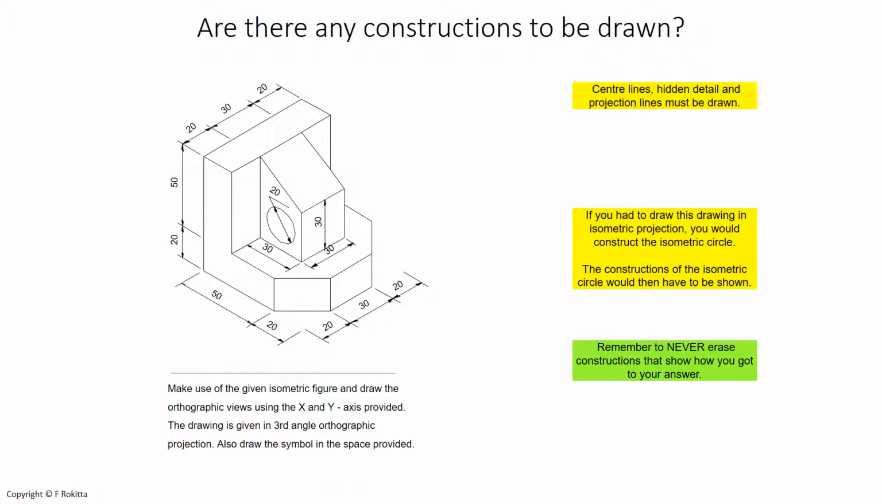Are there any constructions to be drawn? Center lines, hidden detail and projection lines must be drawn. If you had to draw this drawing in isometric projection, you would construct the isometric circle. The constructions of the isometric circle would then have to be shown. Remember to never erase any constructions that show how you got to your answer. Only excess lines may be erased, and that only up to 3 to 5 millimeters away from the existing drawing.